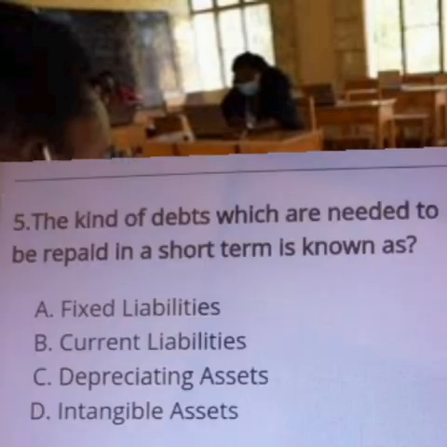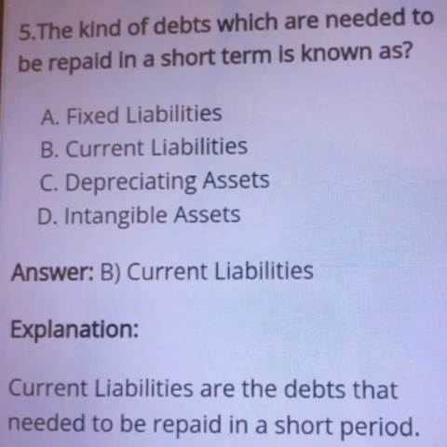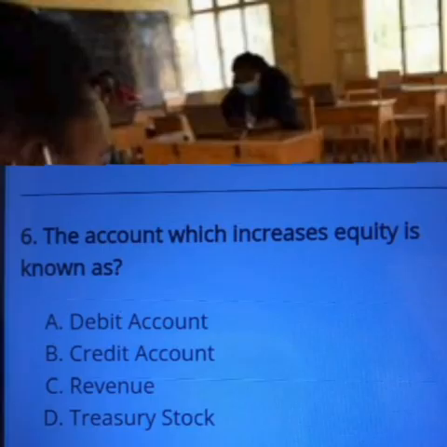Question number 5. The kind of debts which are needed to be repaid in a short term is known as A. Fixed liabilities. B. Current liabilities. C. Depreciating assets. D. Intangible assets. The true answer is B. Current liabilities.